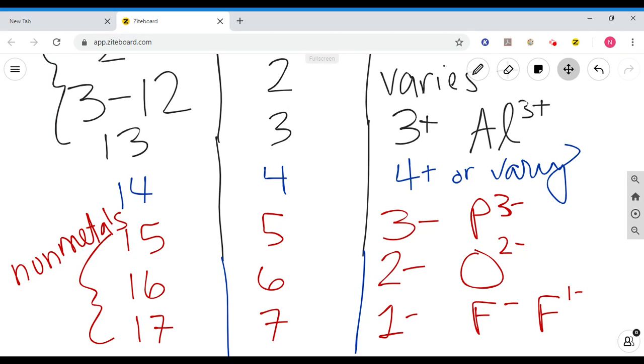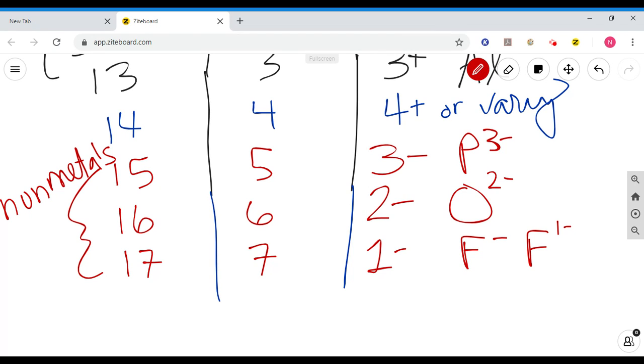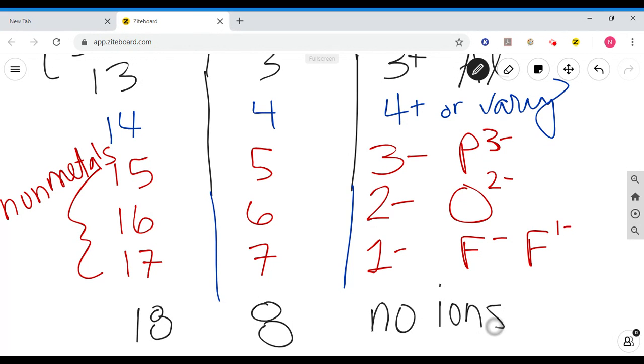All right, so right now you should be noticing that metals have a positive charge and nonmetals have a negative charge. And then lastly, we have group 18. Group 18, with the exception of helium, has how many valence electrons? 8, which makes them completely stable. And there are no ions formed by this group.